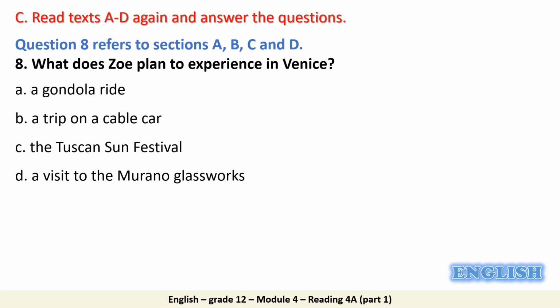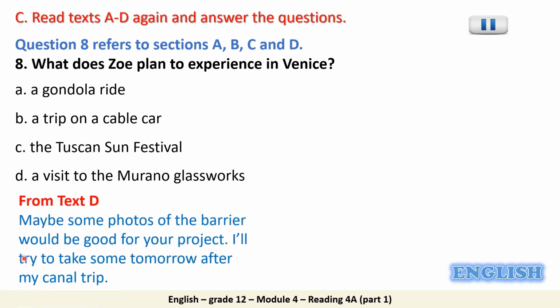Moving on to question 8, the last question we're having today. What does Zoe plan to experience in Venice? To be able to answer this question, you need to understand texts B and D. You need to relate information from both texts. Pause the video to answer.